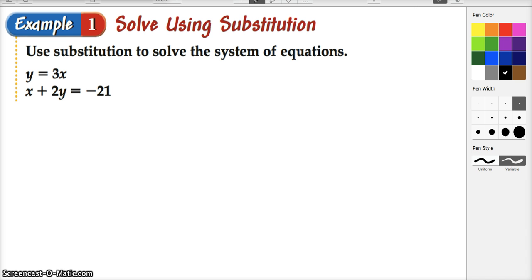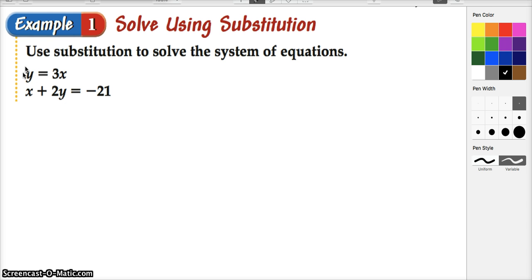So here we are at example 1. We're going to solve using substitution. So using substitution, what we do is we look around at our equations. We want to see if we could tuck one equation into another. And I think I have two pretty good candidates, right? Y is alone.